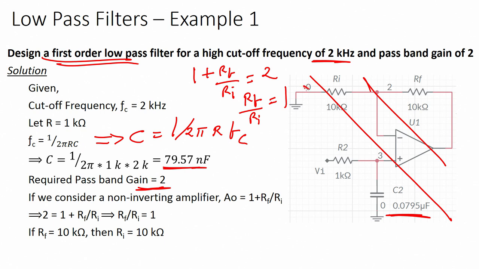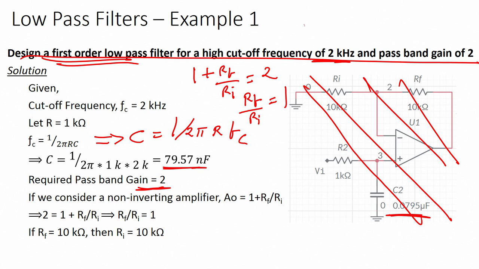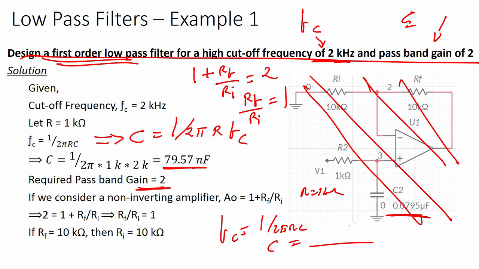Only if I give you this particular problem, that you have a cutoff frequency FC of 2 kilohertz and gain of 2, based on that you can design the filter. Since we know FC equals 1 upon 2 pi RC, let us take R equal to 1 kilo ohm, and then C we can find. So, R and C are available.